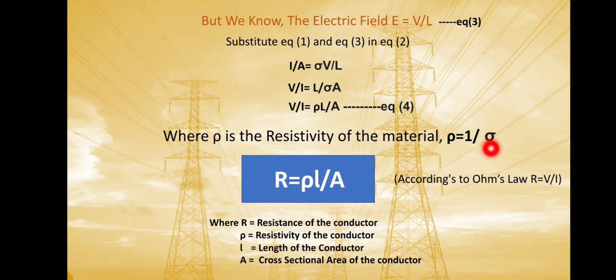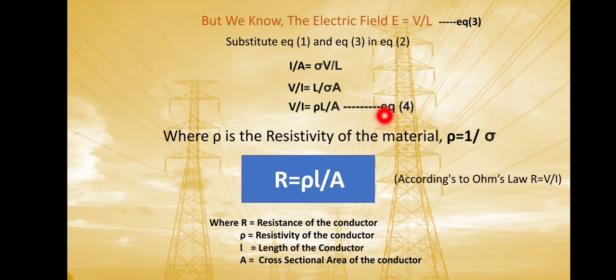Sigma is the conductivity of the material. Rho is the resistivity of the material. Rho is inversely proportional to sigma. That means if the conductivity of the material is high, then the resistivity of the same material is low.